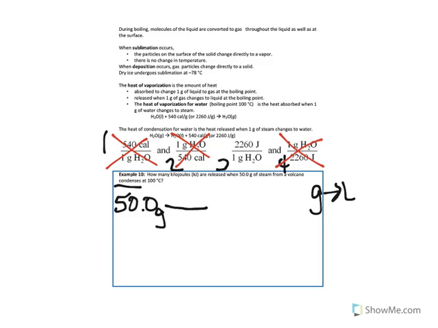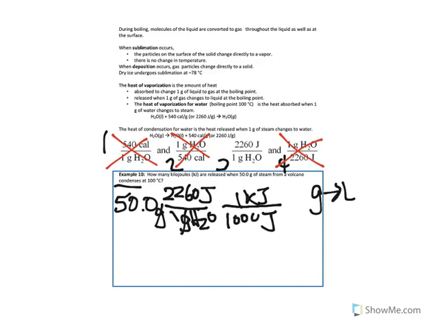Therefore, we're going to use conversion factor number 3, which says that 2,260 joules are released for every 1 gram of water. So our grams cancel and we're left with joules. Now the question asks us how many kilojoules are released. So we need another conversion factor. We need to go from joules to kilojoules. How many joules are in 1 kilojoule? There are 1,000 joules in 1 kilojoule.